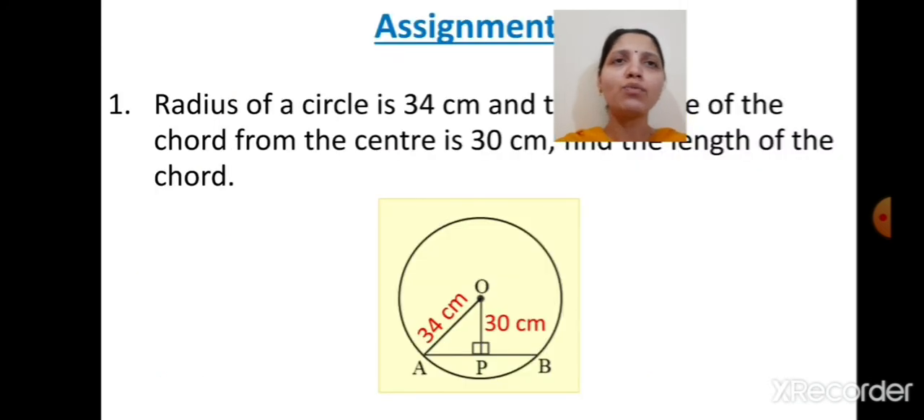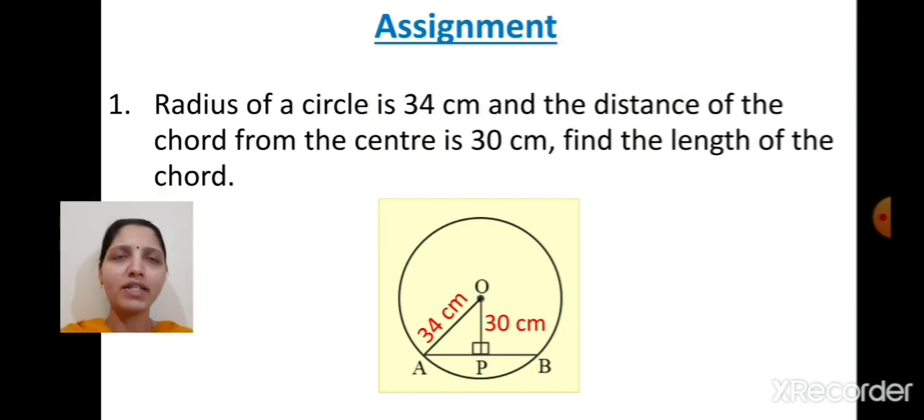Now let's move on to the last part of this session, that is the assignment. Radius of a circle is 34 centimeter and the distance of the chord from the center is 30 centimeter. Find the length of the chord. So here I have given you a diagram for this question. In this circle with center O, radius OA is 34 and OP is 30 centimeter, and you have to find the length of AB. This is a very simple question, so you will be able to solve it.